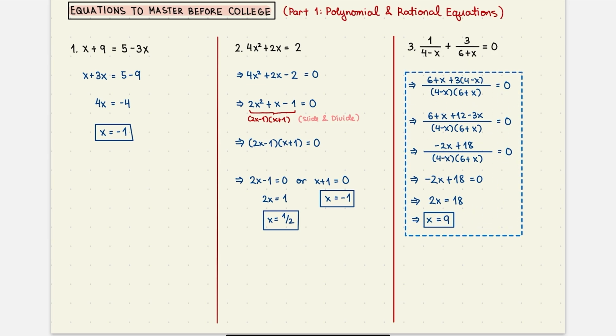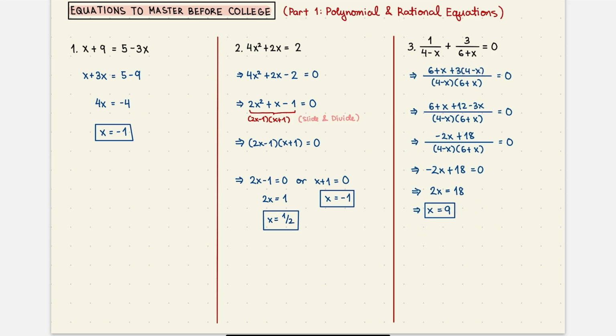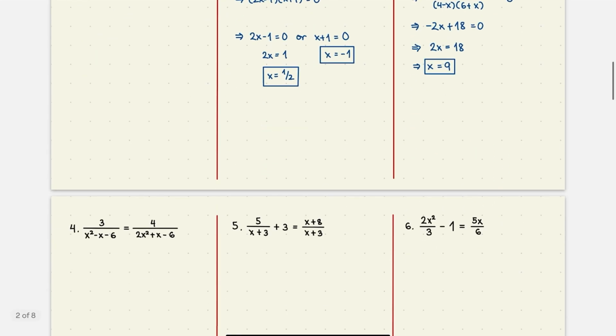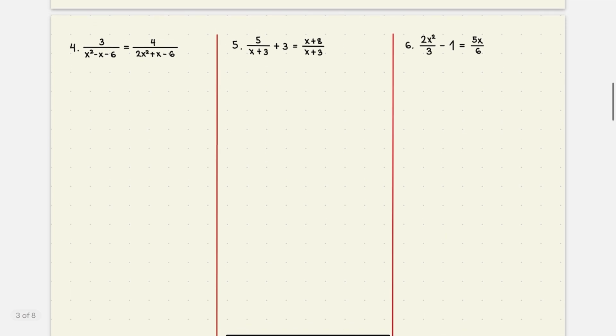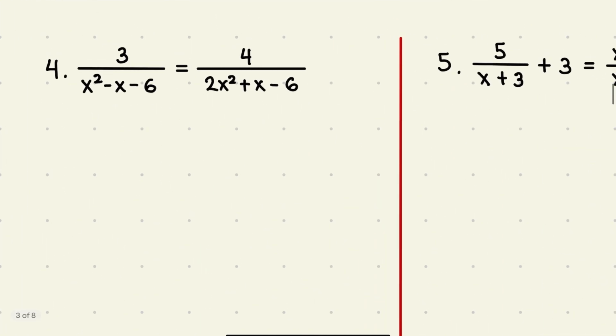Let's just make this again. So that's it for the first 3 items. Let's move on to the last 3 for this part. So first we have 3 over x squared minus x minus 6 equal to 4 over 2x squared plus x minus 6. So in here again, the first step is to move everything to one side.